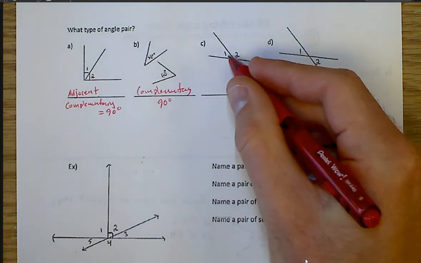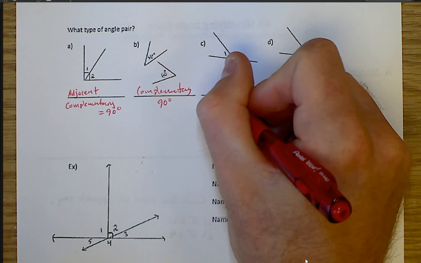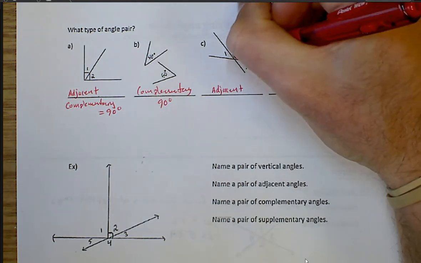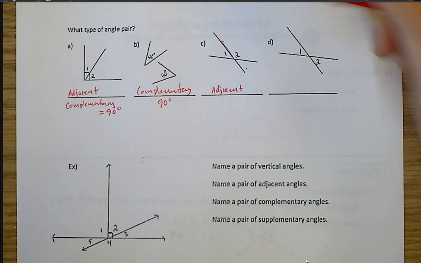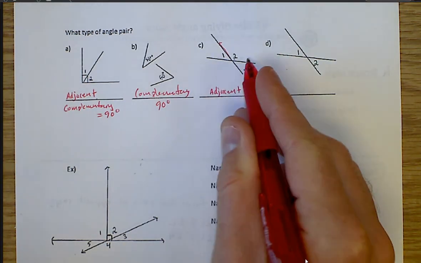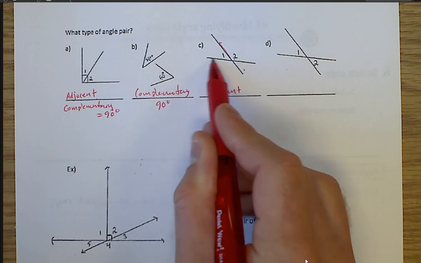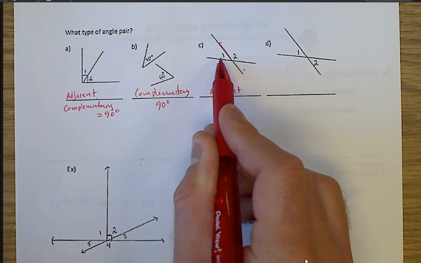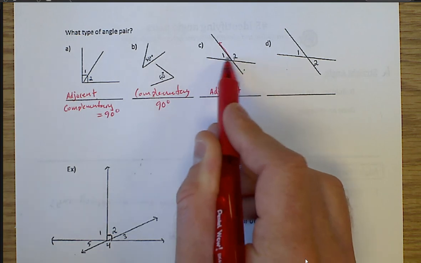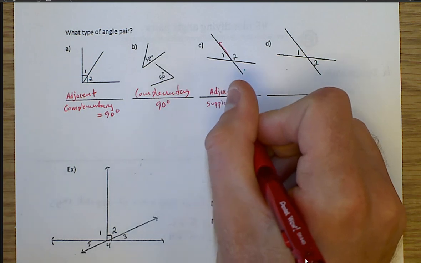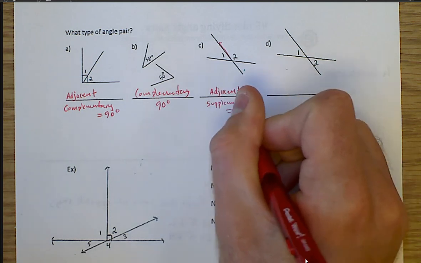Part C, you could say adjacent, right? They share this ray right here in the middle of them. But angles 1 and 2 together, notice they're on a straight line, and any straight line is always 180 degrees. So these two together, if I added them together, they have to make 180, so we would call those supplementary because they equal 180 degrees.